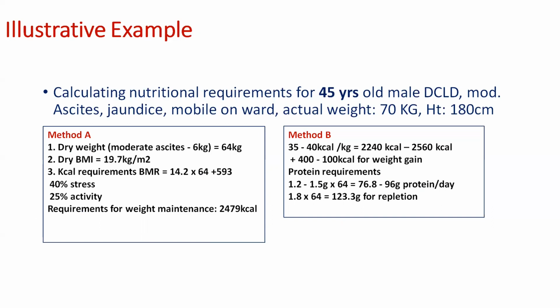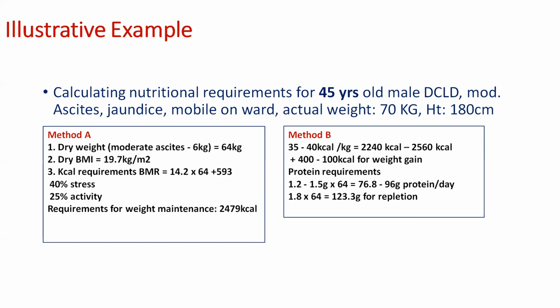Dry weight, we should consider the dry weight. The ascites is moderate, so we should reduce 6 to 8 kg of weight for moderate ascites. The present body weight of this patient is 70 kg, minus 6 is 64 kg dry weight, and BMI for this dry weight is 19.7 kg per meter square. Then calorie requirement is BMR estimation according to PENGE, just add the stress factor and activity factor. Requirement for weight maintenance calorie is 2,479 for this patient.